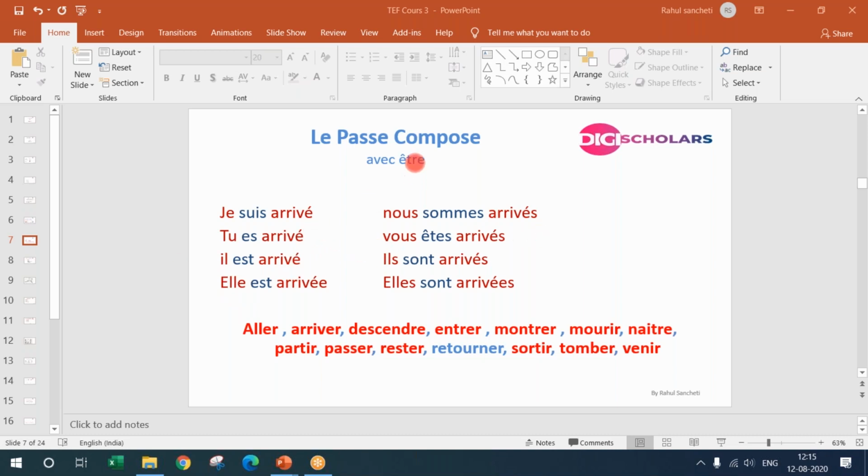So here, remember, only for the verbs with être, that is only these 14 verbs and pronominal verbs, the past participle has to agree with the number and gender. So if it is feminine singular, you add an extra E. If it is plural, you add an extra S. And if it is feminine and plural, you add an extra E and S to the past participle. Is it clear?